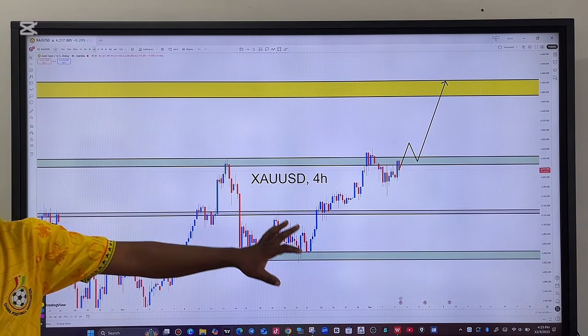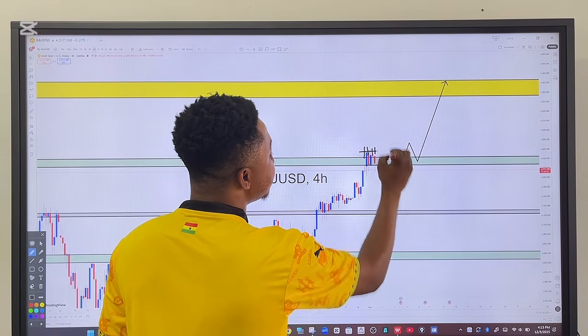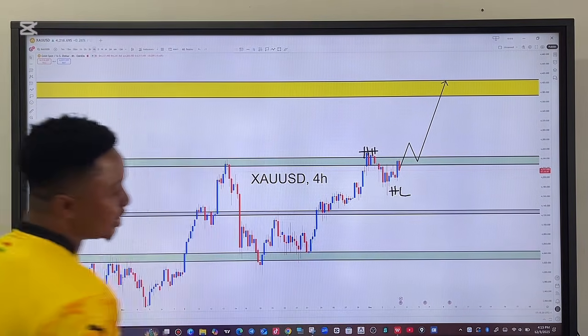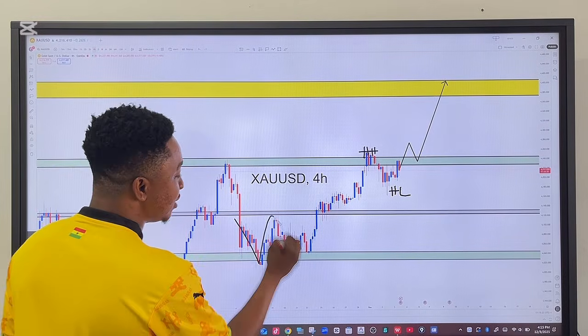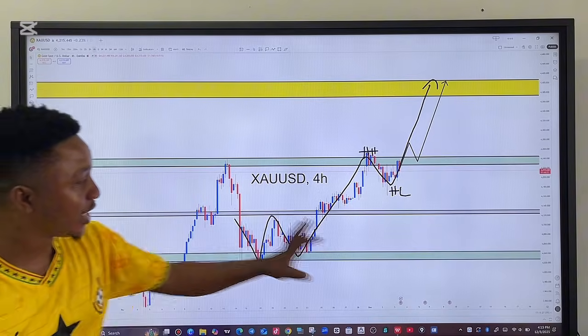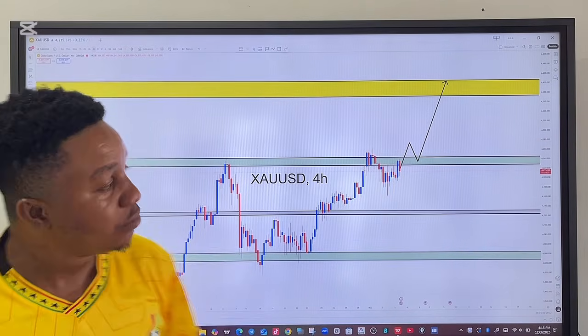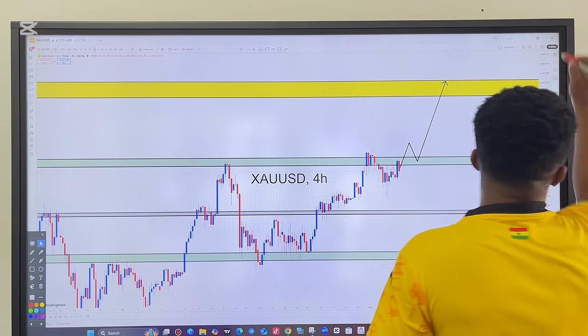Alright, it's as simple as that. So we now have what? A new higher high on the 4H and a new higher low on the 4H as well, which is going to move the market continuously to the upside. Alright, so we are done with gold. Let's take it again to the next pair on board, which is going to be GBP and NZD.